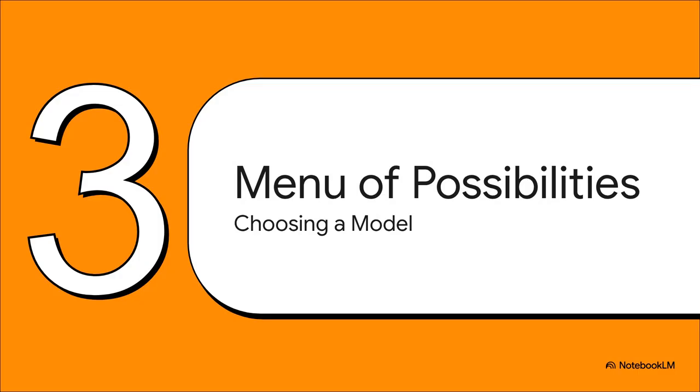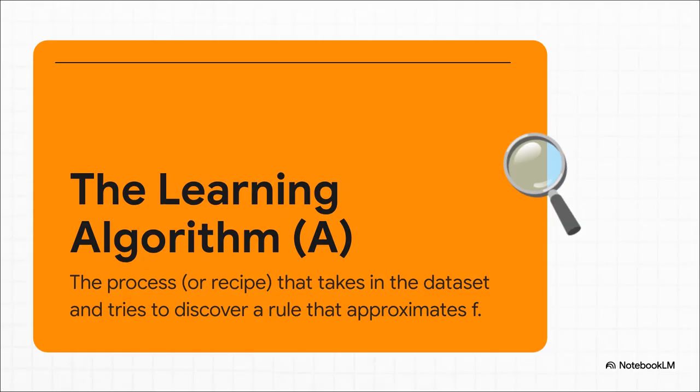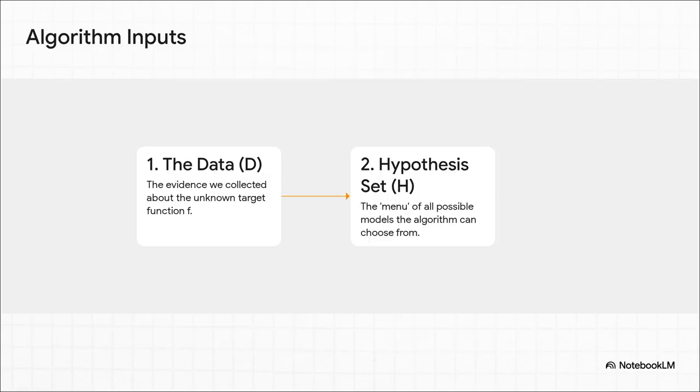Okay, so we've got our evidence. Now what? How do we actually do the learning? Well, that's where the learning algorithm comes in, and it needs two key ingredients to even get started. The learning algorithm, let's call it A, is really the engine of this whole operation. It is the recipe itself, the set of instructions that takes all our data and starts hunting for a pattern, for a rule that explains what it's seeing. Now, this algorithm needs two things to work. First, of course, is our data, D, but the second one is a really cool and powerful idea called the hypothesis set, or H. The best way to think of H is like a menu of possible answers.